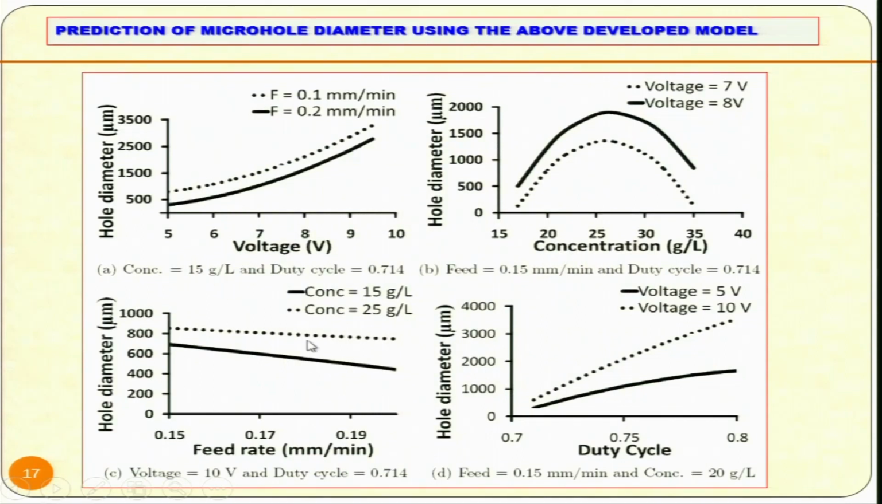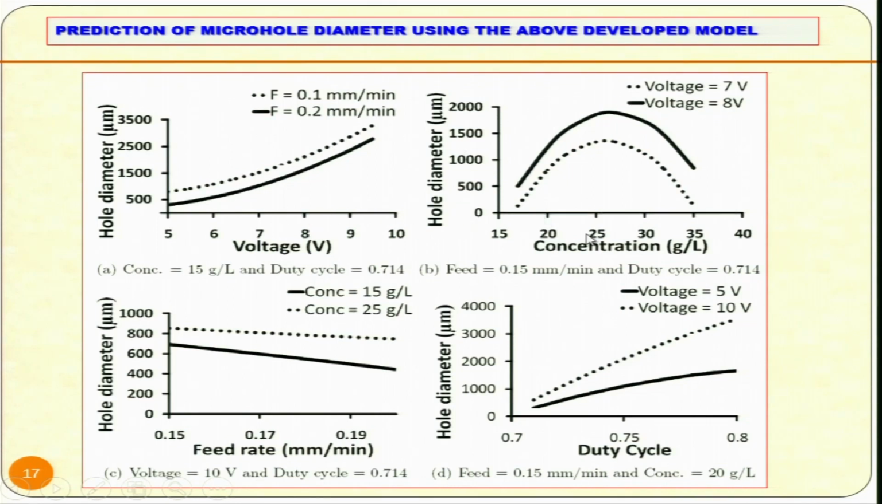You can see here this is the hole diameter and this is the voltage. As the voltage is increasing, hole diameter is increasing. This is for one feed rate, this is for another feed rate: 0.1 and 0.2. If voltage is increasing, material removal rate will increase, hence with increase in voltage, diameter is increasing. If feed rate is slower, meaning the tool is staying at a particular point for a longer period, then the material removal will be more, and that is why you have the higher hole diameter, as shown by the dotted line.